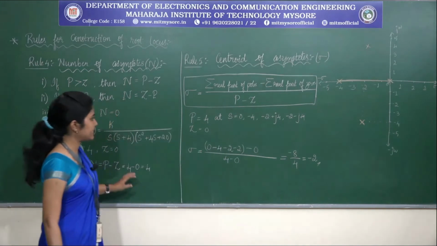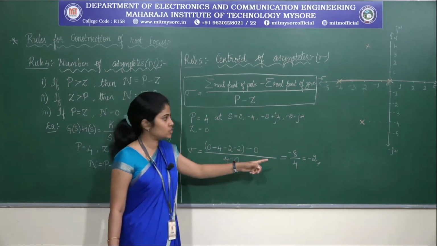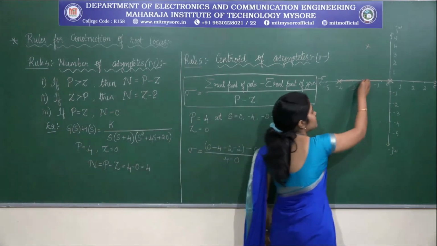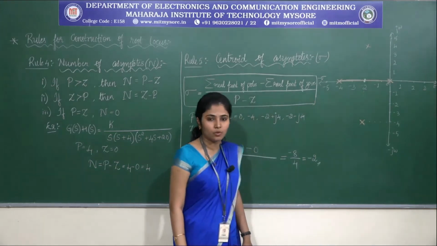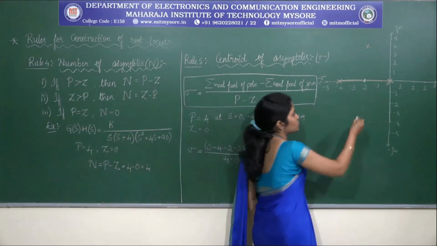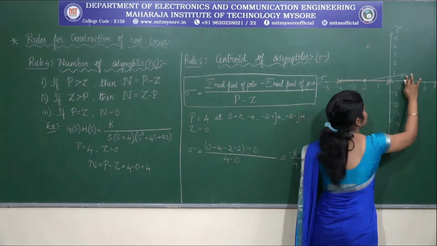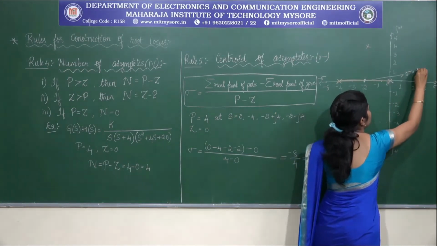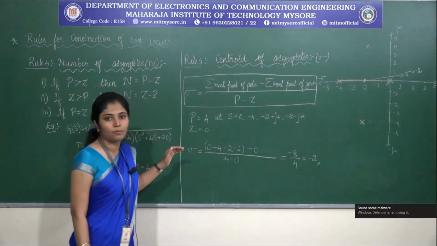Therefore, for this example, the centroid is located at minus 2, which means that at this particular point, all the asymptotes come and intersect. So this is the centroid. You need to mark it and you can just write it as sigma, which is equal to minus 2. Okay. Now we completed rule number 5.